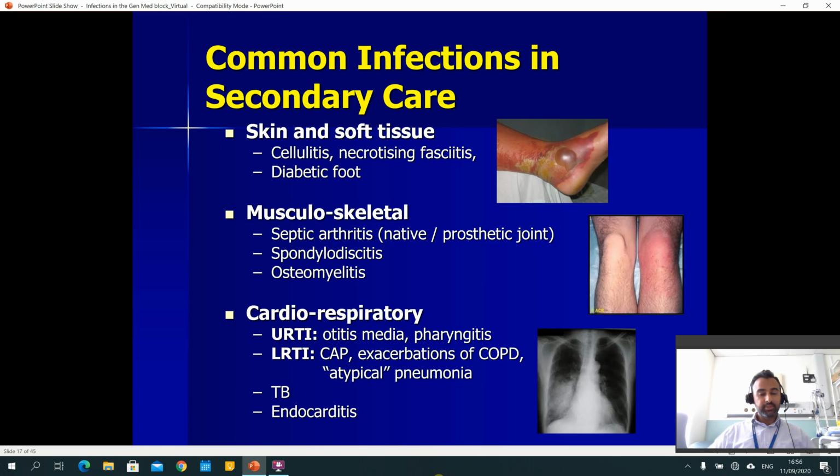We mustn't forget TB, and there's a case of TB in your workbook, which you should be able to go through and ask questions about and at least recognize the management for. And the most common cardiac infection that you'll come across is endocarditis, and we've touched upon that already.